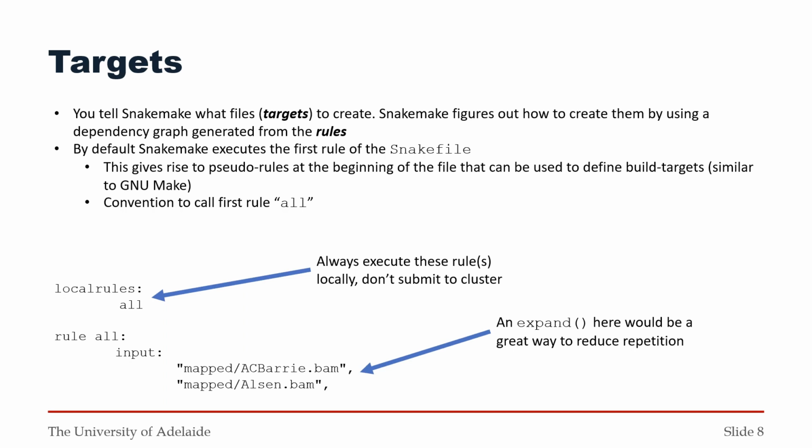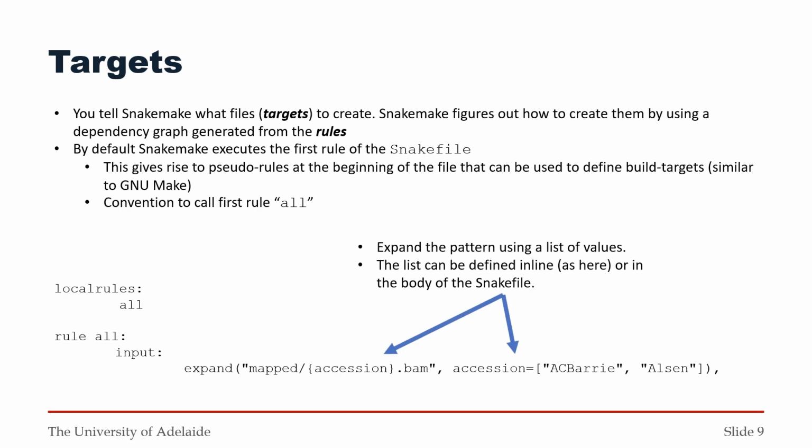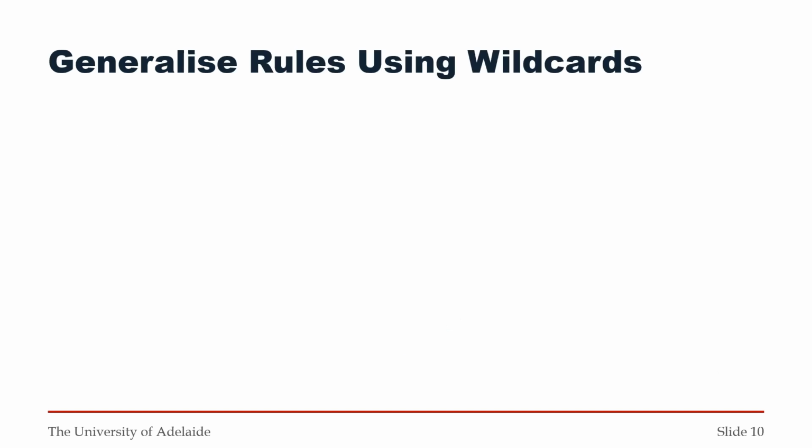Specifying more than a few files here can be quite laborious if you've got lots of files that you want to generate. So Snakemake has this expand function, which helps you to reduce the level of repetition. And its syntax looks something like this, where in expand you have a variable called accession, and it is expanded from this array. This array here can be defined inline as it's shown, or you can specify it in the main body of the Snakemake file.